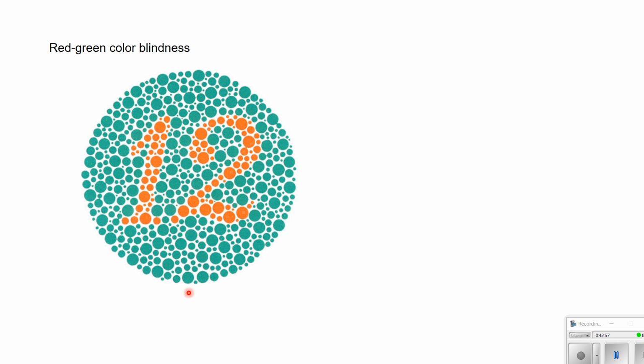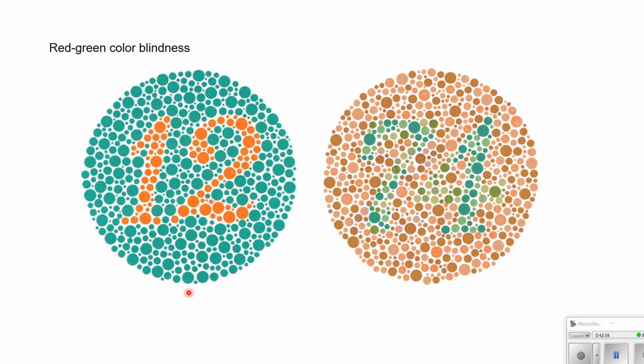And think to yourself what number you see. What about these dots? The second circle. Can you see a number? Perhaps a two-digit number? Look at it carefully. It's a little harder this time.